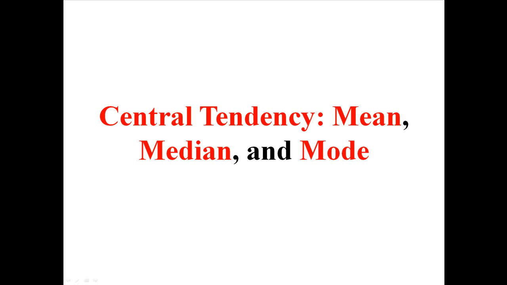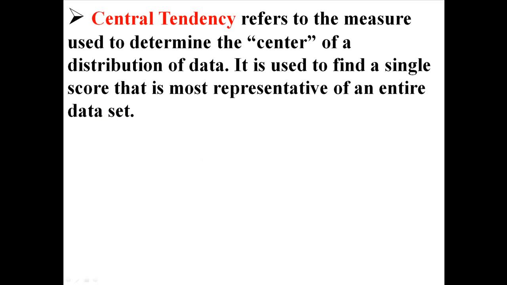Now, I've already explained what mean is, and mean is actually a measure of central tendency, which there are three major ones. There's mean, median, and mode. So I'm going to talk about that now. So first of all, central tendency refers to the measure used to determine the center of a distribution of data. Basically, right now, all you should understand is that it's used to find the single score that is the most representative of the entire data set.